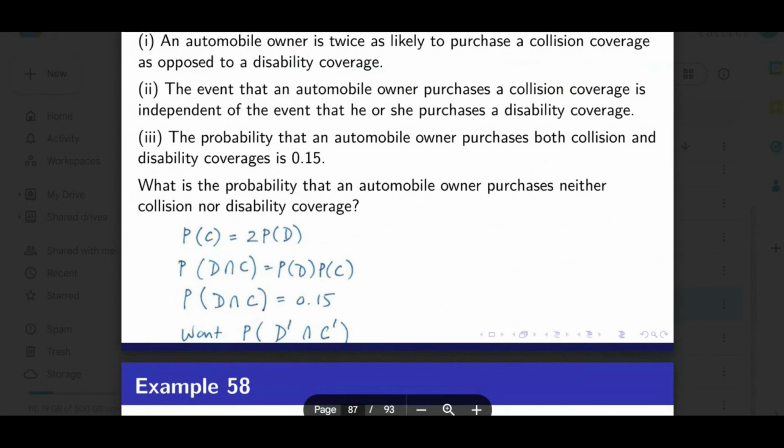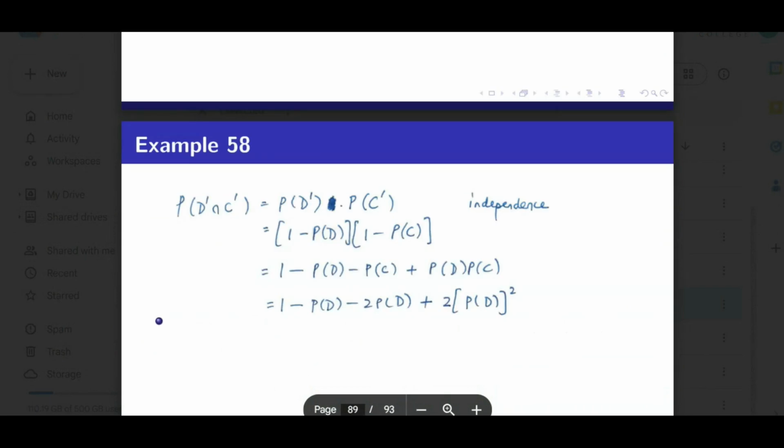Okay, so how do you go about doing this one? So slowly work it out. First of all, you want this. Independence allows you to break this up like that. Because I told you, if D and C are independent, then all the primes and non-primes are also independent. So that allows you to do that. You know that this is this. One of the first things we learned, we proved it actually. You just expand and you can have it.